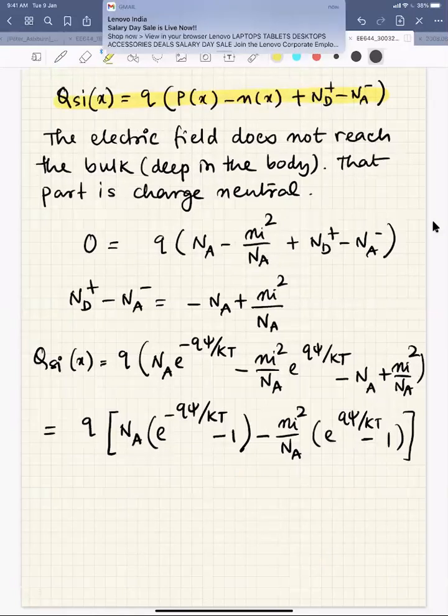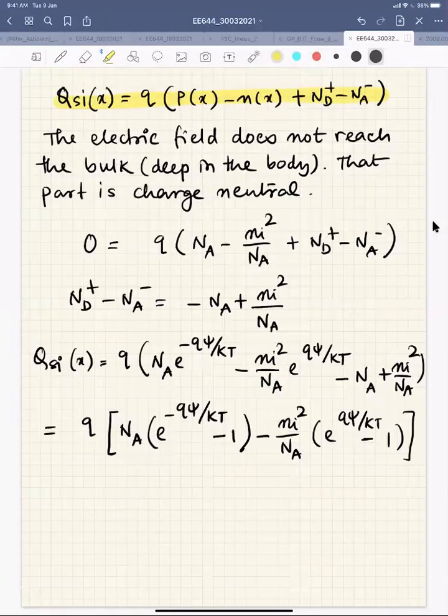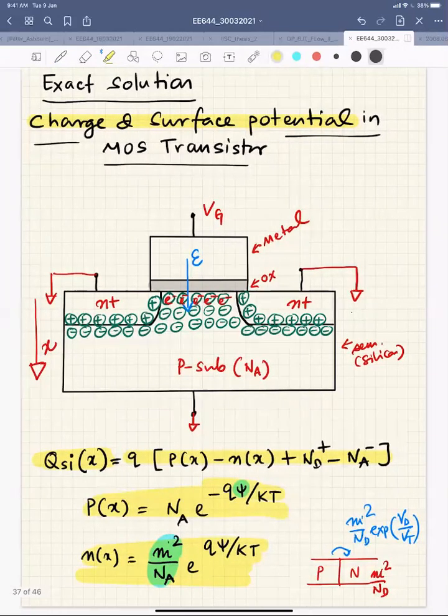But if you look at the electric field, the electric field does not actually reach the substrate. If you look at this part very deep in the substrate, the electric field does not reach here.